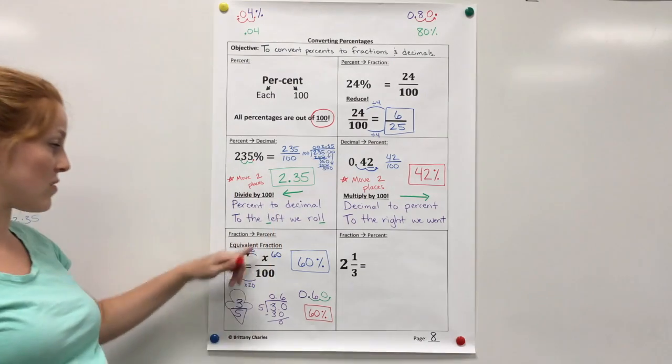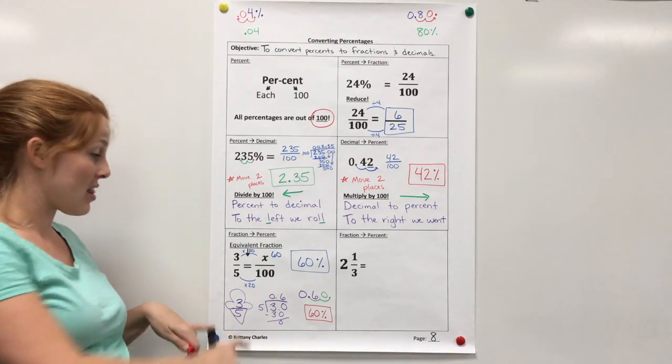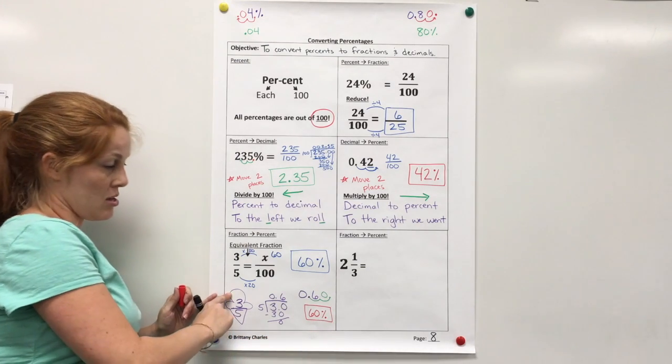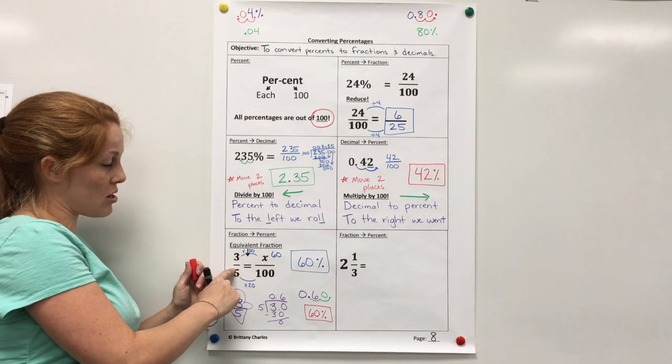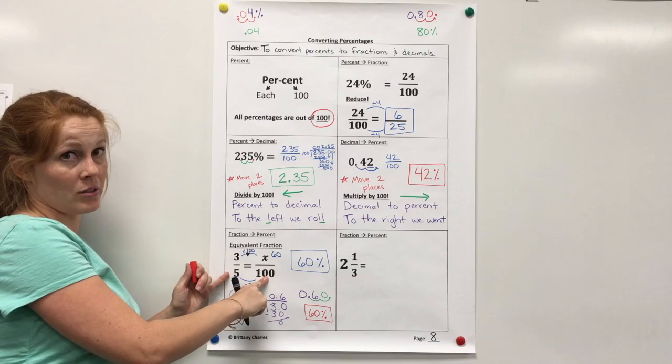Okay, so either one of these methods would work. Again, this will work for everything. This will work only if you can get your denominator to evenly go into 100.